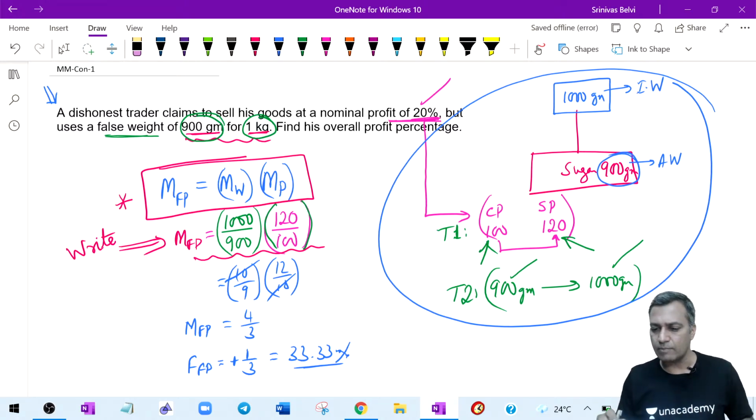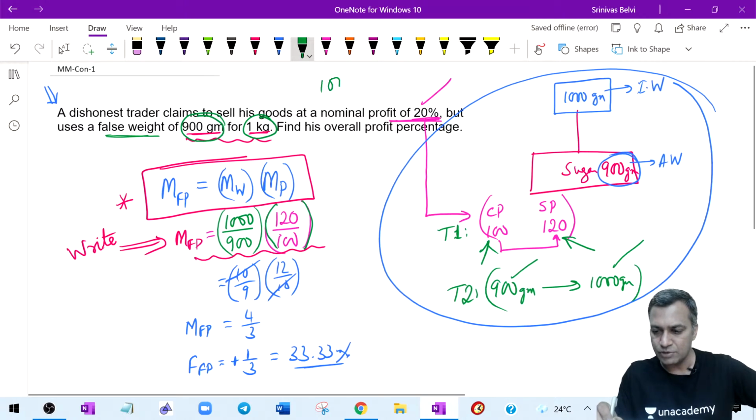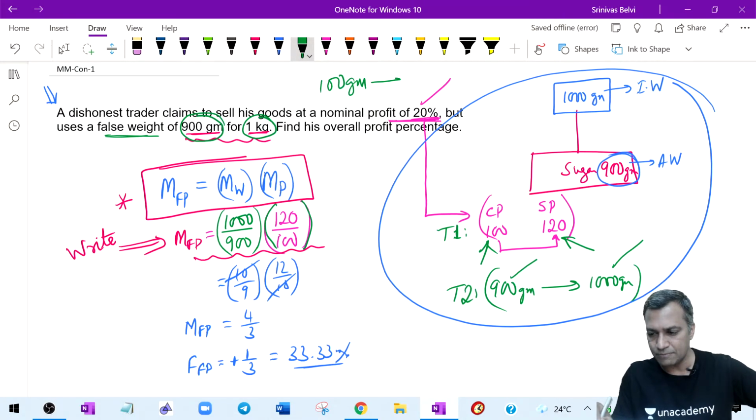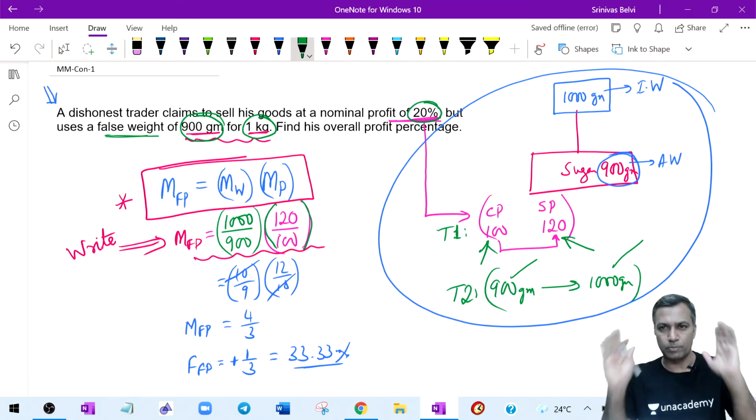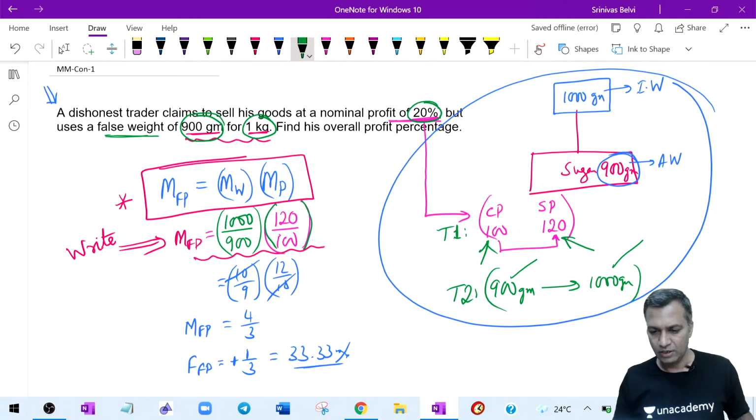We will not start by saying, hey, let him buy 100 grams for 100 rupees. No such drama. We should not do such drama. That is for small kids. For small kids, we will explain like this: let us say the trader bought 100 grams for 100 rupees, all that stuff. No 100 grams, no 100 rupees, no such thing is required. You just have to understand those percentages properly and put that in perspective.